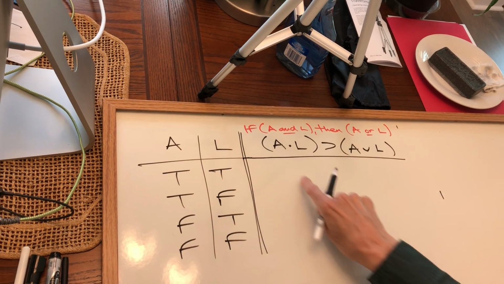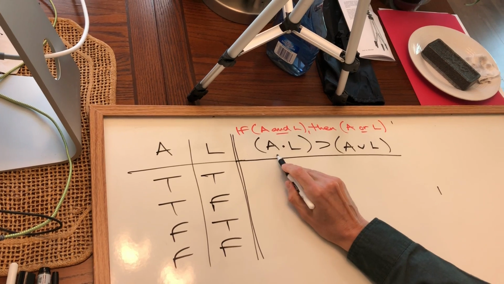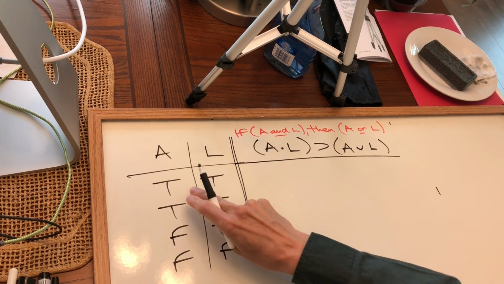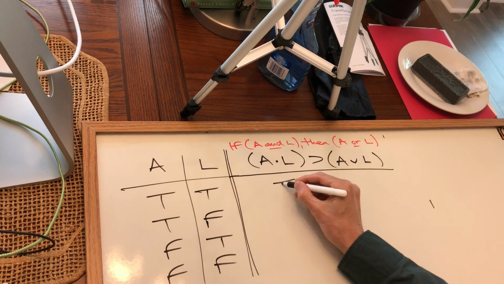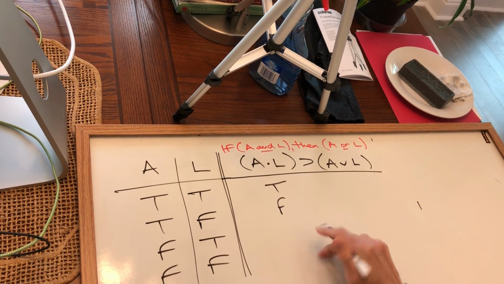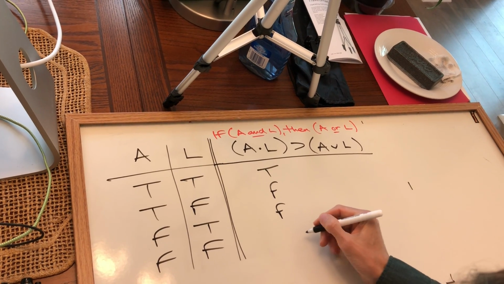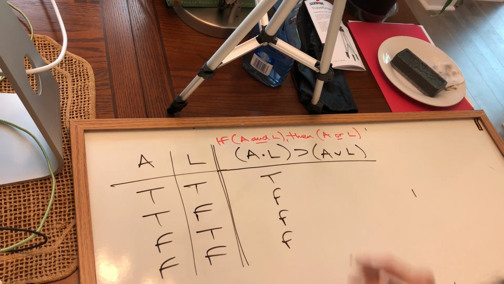Here's how you do a truth table. You start within either of the parentheses here. Here we've got A and L. When both sides are true, the whole thing is true. When one's true and the other's false, that whole thing is false. When the other's false and the second is true, false. And when they're both false, of course, the whole thing is false.